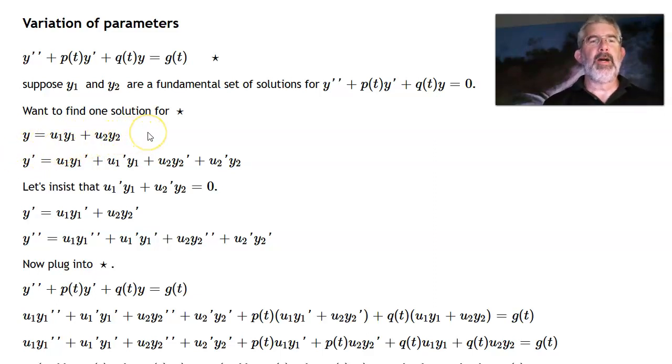Okay. So now, if it's going to be a solution to this differential equation, then when I plug it in, the left-hand side should equal g. So I need to find the derivative and the second derivative in order to plug it in. Here we go. This is a product of u1 and y1, and this is a product of u2 and y2, so I have two product rules here: u1 y1 prime plus u1 prime y1, and u2 y2 prime plus u2 prime y2.